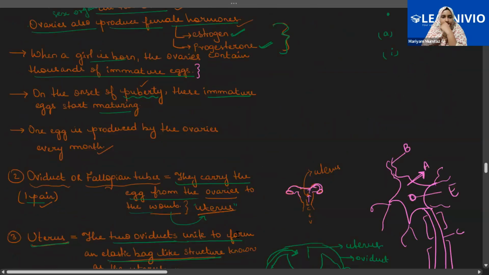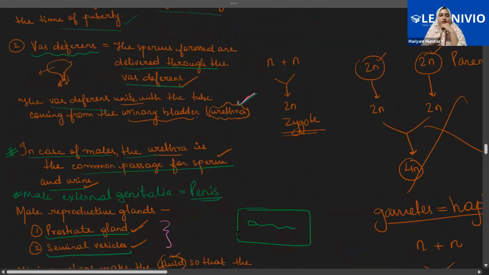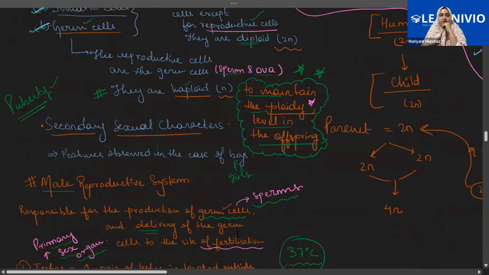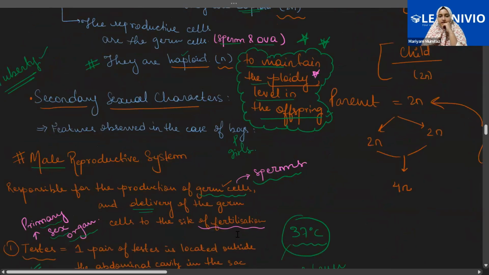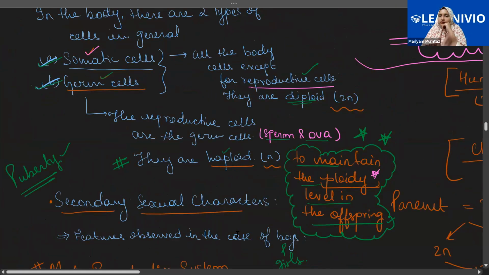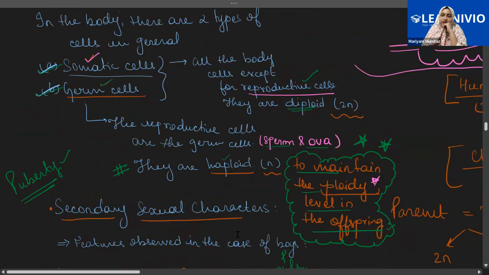This part is not there. Secondary sexual characters, okay, I'll discuss it later on. But for now, the introductory part is clear to you. What kind of cells are there in our body? Yes, ma'am.